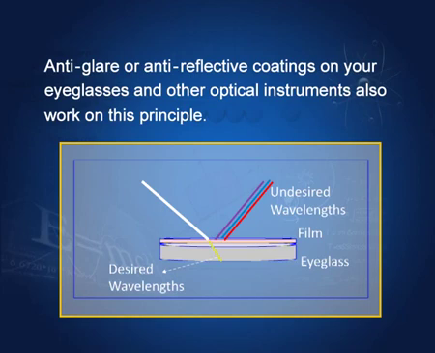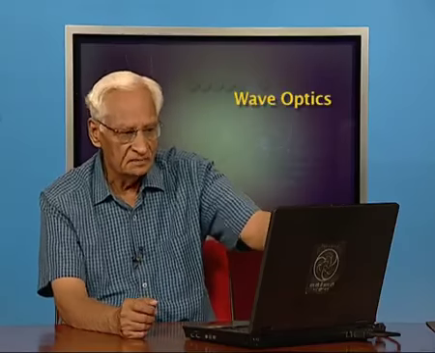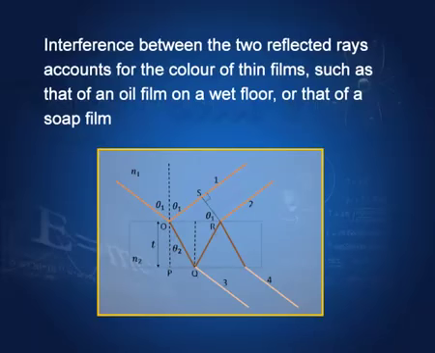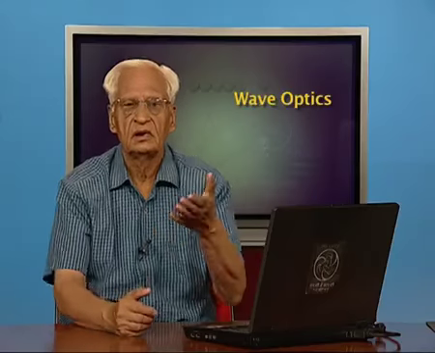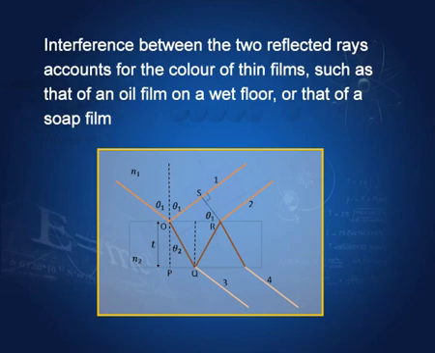And this is the basis on which anti-glare or anti-reflective coatings are made on your eyeglasses. For example, this coating is known as anti-reflective coating. What it does is that it is a thin film. The colored fringes you see in thin films like a soap film, or if there is a film of oil on a wet floor, are interference because of reflection. So this is a thin film.